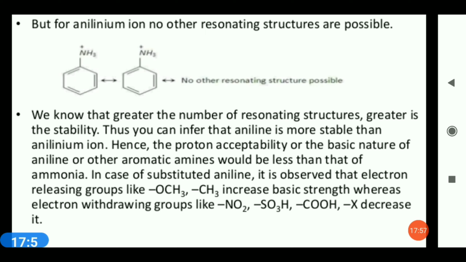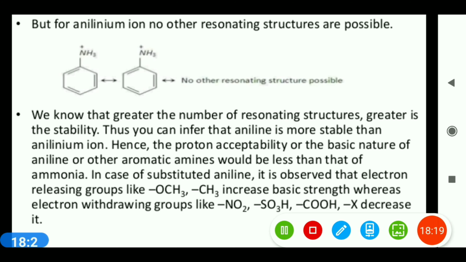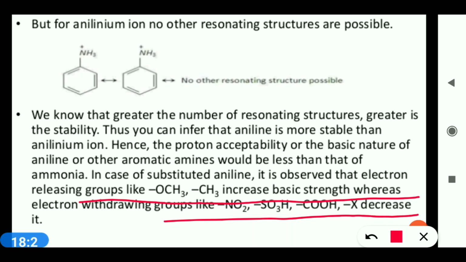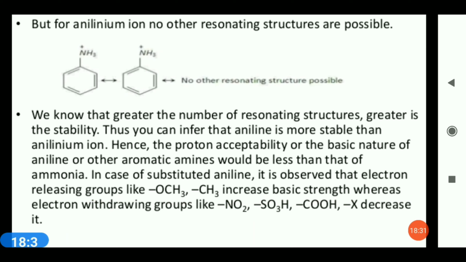In case of substituted aniline, it is observed that electron releasing groups like OCH3, methoxy, and CH3, methyl, increase basic strength, whereas electron withdrawing groups like NO2, SO3H, COOH decrease the basic strength. So for the aromatic amines, please keep this thing in your mind: electron releasing group increases basic character and electron withdrawing group decreases the basic character.